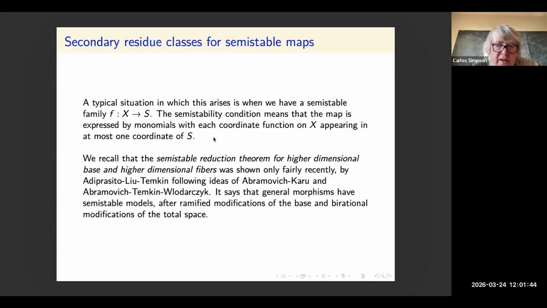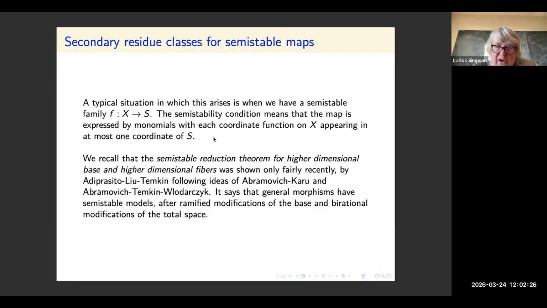There's kind of a major development in algebraic geometry which has happened fairly recently, the proof of the semi-stable reduction theorem for higher dimensional base and higher dimensional fibers. That was known for one-dimensional base and higher dimensional fibers, and for higher dimensional base and one-dimensional fibers for quite some time, but only fairly recently do we have a full semi-stable reduction theorem in general. This was finally proven by Adiprasito, Liu, and Temkin, and it came from ideas of Abramovich, Karu, and Abramovich, Temkin, Włodarczyk.